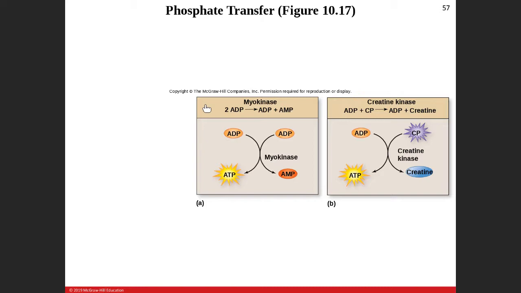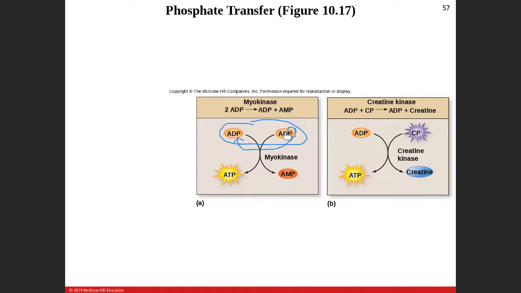So this is what will happen. You have two ADP molecules, okay? My myokinase comes in, plucks one phosphate off of one of the ADP molecules, and sticks it onto the other. Then we're left with one ATP molecule, which is great, but we're stuck with one AMP. That's adenosine monophosphate, meaning it only has one phosphate attached to it.